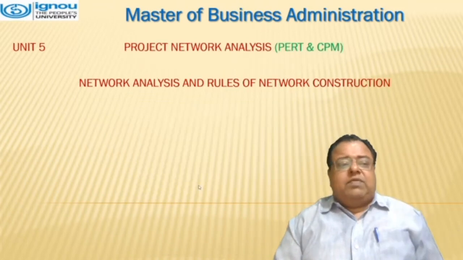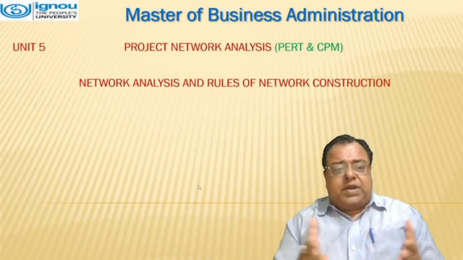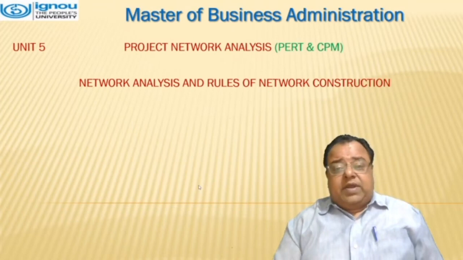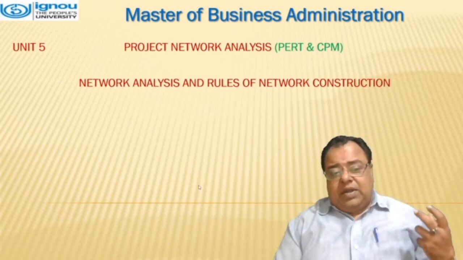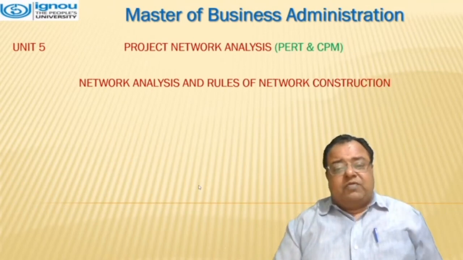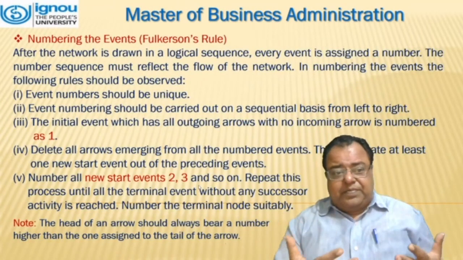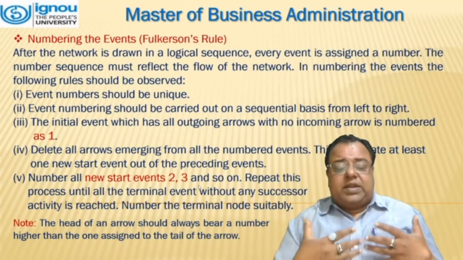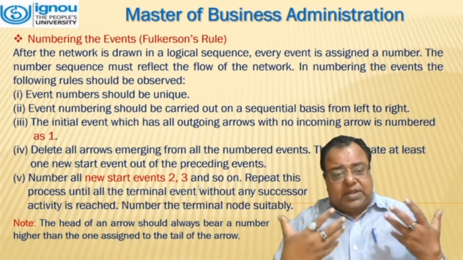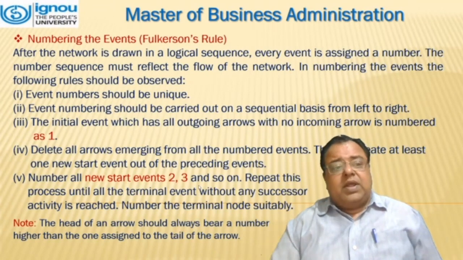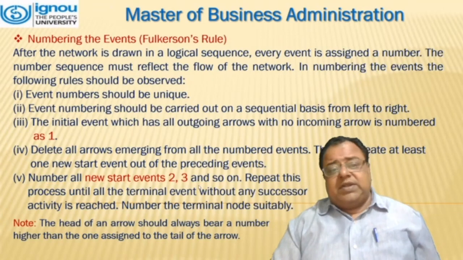In our last session, we were talking about Unit 5 that pertains to project network analysis, the CPM part, and we were talking about network analysis and rules of network construction. To continue with that, how the network is drawn and how the numbering on the events is performed. Numbering the events is done by the Fulkerson rule. Now the thing is, what rule is that?